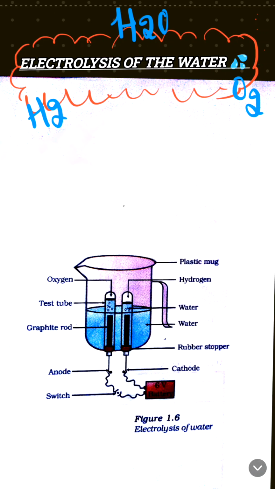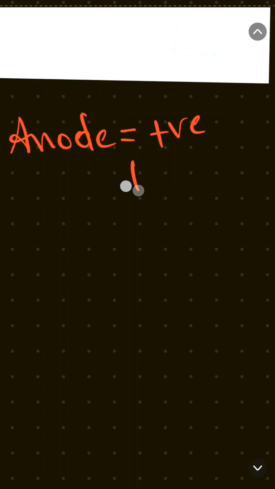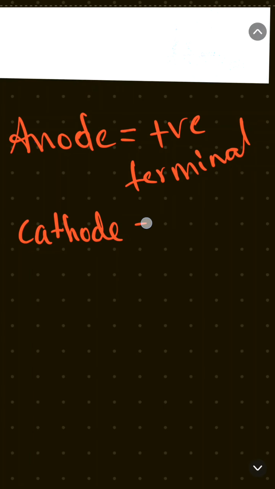Before that, let me talk about a very confusing topic where students are confused all the time. That is the terminals and the charges. Always remember, anode is always the positive terminal. Whereas the cathode is the negative terminal.